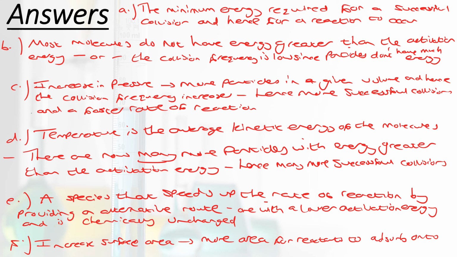Part E was to give the meaning of the term catalyst. So this is a species that speeds up the rate of a chemical reaction by providing an alternative route, one that has a lower activation energy, and therefore it speeds up the rate of reaction and it's chemically unchanged. And finally, part F was to suggest one reason why a solid catalyst is often in the form of a powder. Having it as a powder rather than just as a block of whatever the solid catalyst is increases the surface area, and this means there's more area, there's more sites for reactants to adsorb onto, and therefore more likely to have effective collisions.